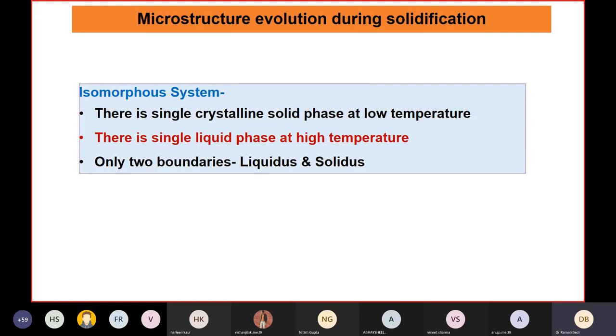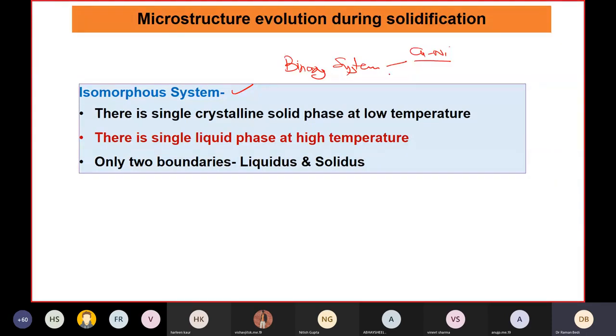One more term, a very basic term, which we say is an isomorphous system. We have already said that we have been talking about binary systems, which means that they have two components only, like copper and nickel. So it is a binary system phase diagram.